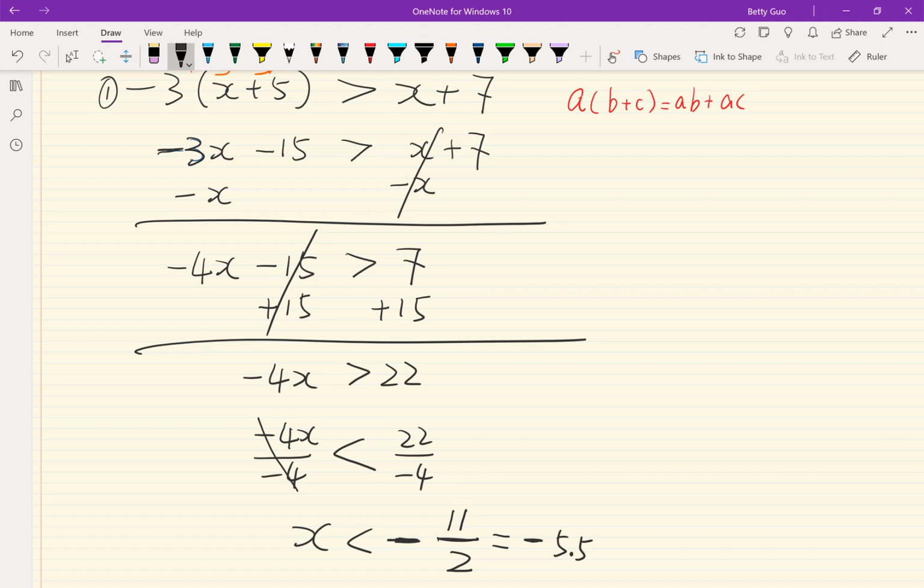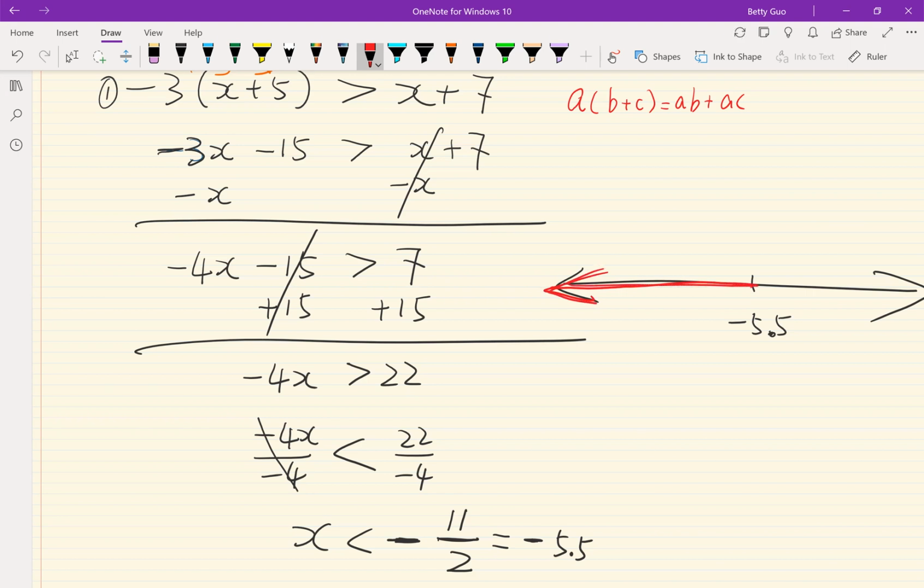Let's graph the solution set. So this is the real number line. Let's say negative 5.5 is right here. So are we gonna go to the right or go to the left? Solutions are less than negative 5.5, right? Go to the left. We go to the left, right? Right or left? Left, yeah.